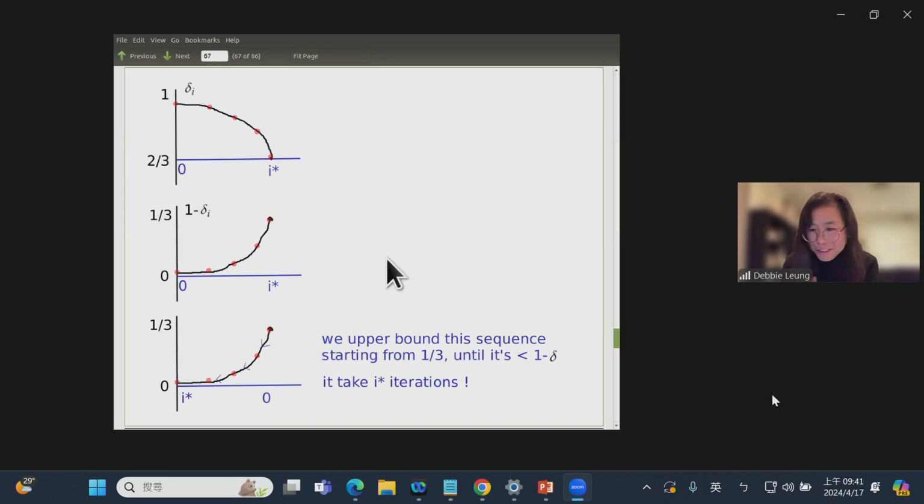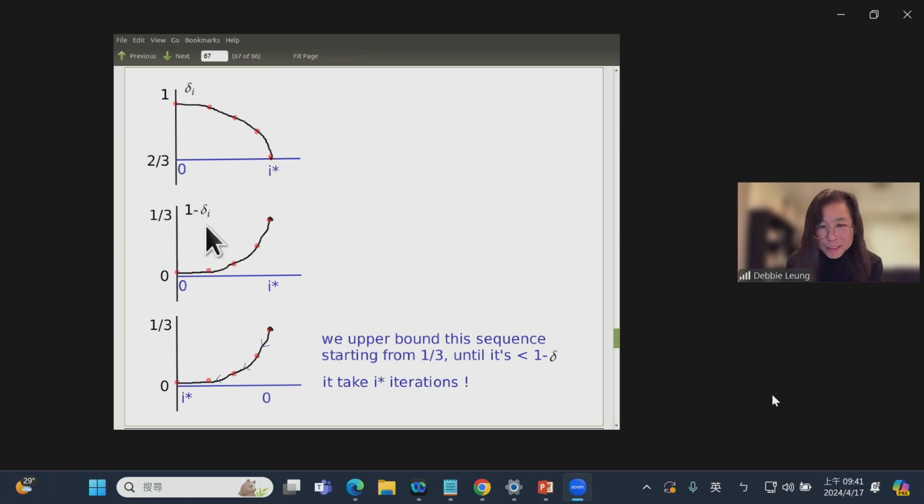I may have time to say a little bit about how we actually prove it. It's quite cute too. We want to upper bound this curve, the delta I as a function of I, and find out where I star is, when delta reaches 2/3. It's not at all easy to analyze.